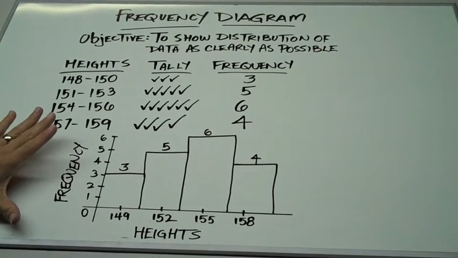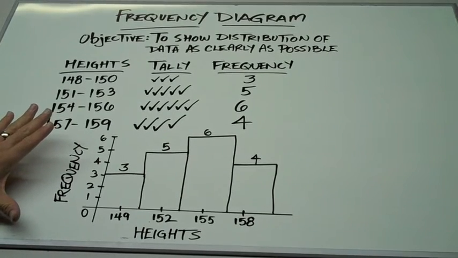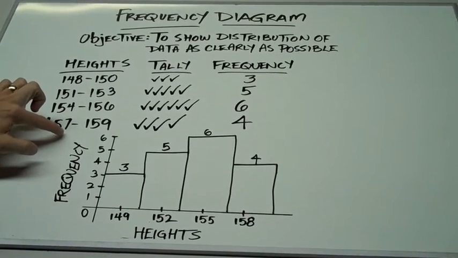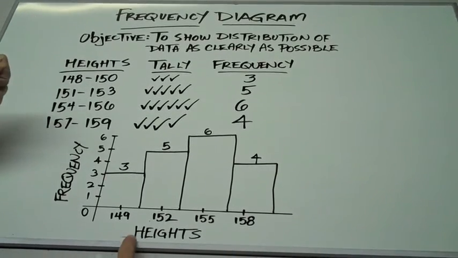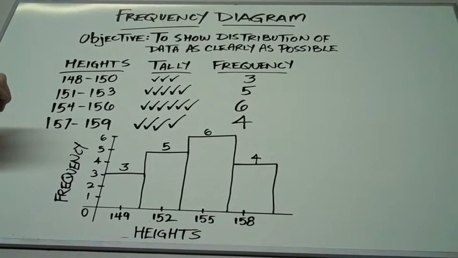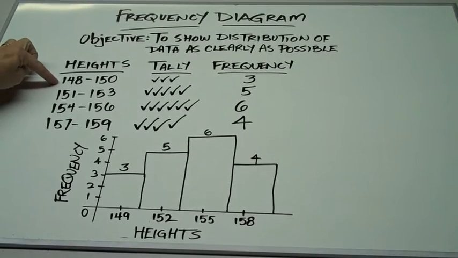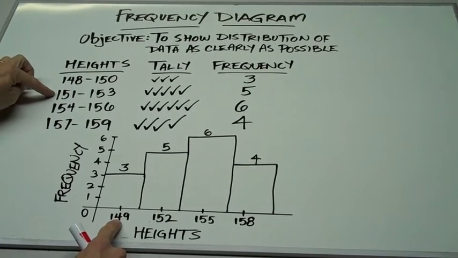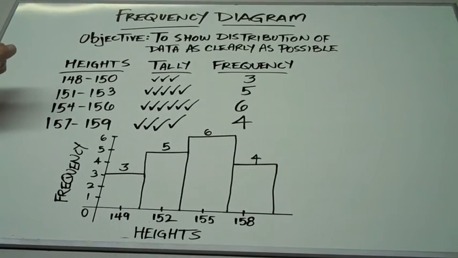Well, what I've drawn below here is a picture of this. It's called a histogram. A histogram measures frequency. Notice on the y-axis I have frequency, and I'm looking at height, so I put height on the x-axis. Well, the middle of this interval from 148 to 150 is 149. Similarly, the middle of this interval is 152. I draw my histogram like this.